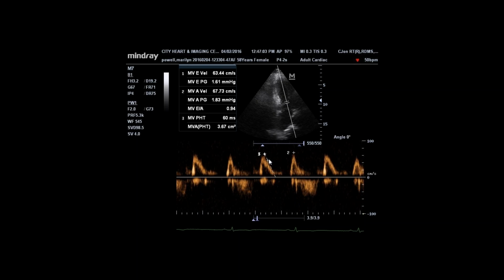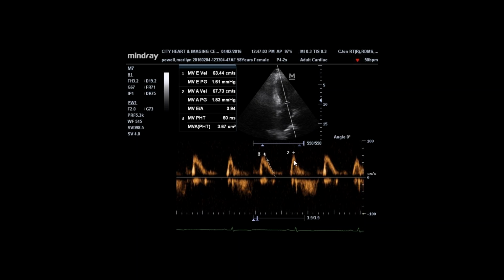And it's above the baseline. So it's telling us that there is a flow from the left atrium across the mitral valve into the left ventricle. It's moving towards the transducer, hence it's above the baseline. Flow from the left atrium going across the mitral valve into the left ventricle.